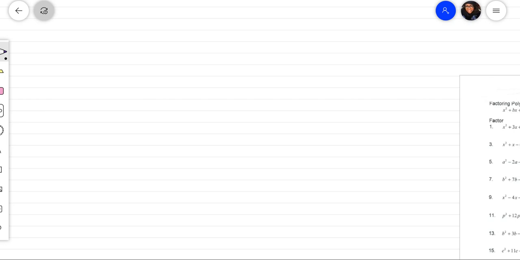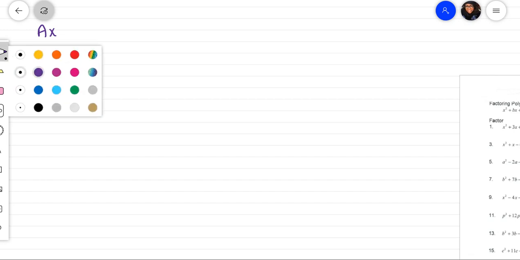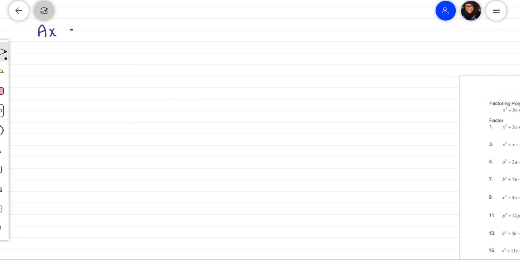So the first method is, everything is going to be in standard form, ax squared plus bx plus c. In this situation, a is our coefficient of the x squared term, b is our coefficient of the linear term, our x term, and c is our constant. So when it comes to factoring, when I say a, I'm talking about the coefficient of the x squared, b is the coefficient of the x, and c is the constant.